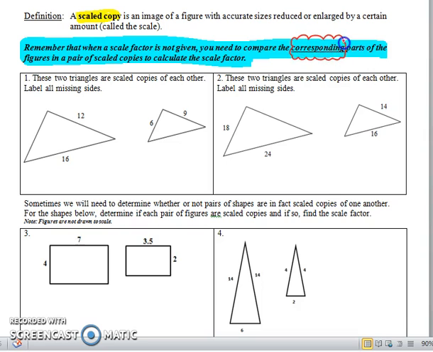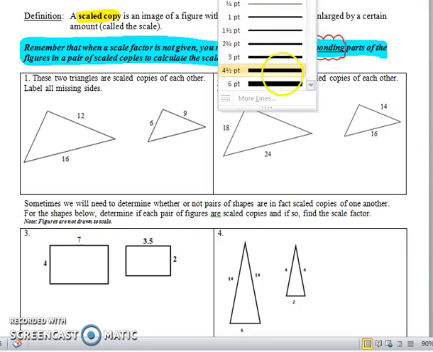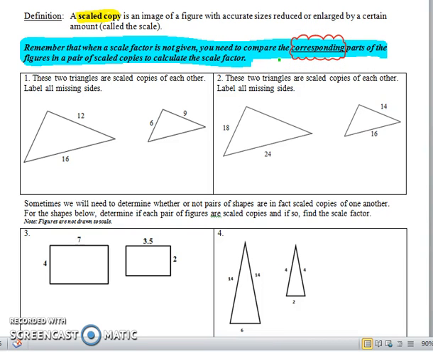We haven't seen that word since last semester, but you should remember what that word means. Corresponding is referring to sides that match up in two different shapes. So what I mean by this is, let's take a look at these two examples here. Number one says these two triangles are scaled copies of each other. Okay, so we're given that this triangle has been scaled and it actually has been reduced to get from this triangle to the next triangle.